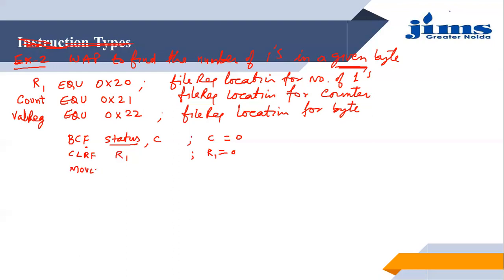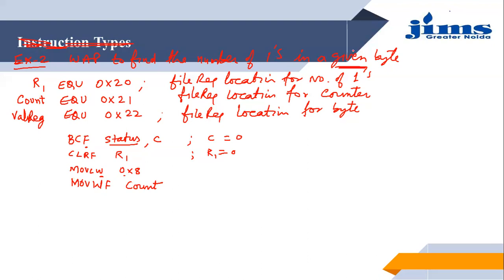Then we move the literal 08 into the W register. This count is used as the number of bits counter. So this will set the count value into the accumulator, which we will move into a file whose name is count. The value in W, 8, will be stored into this count.